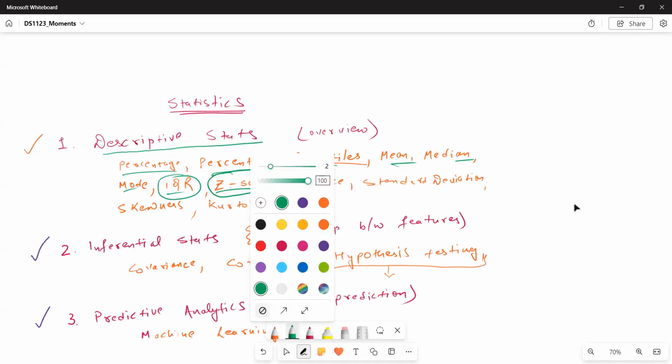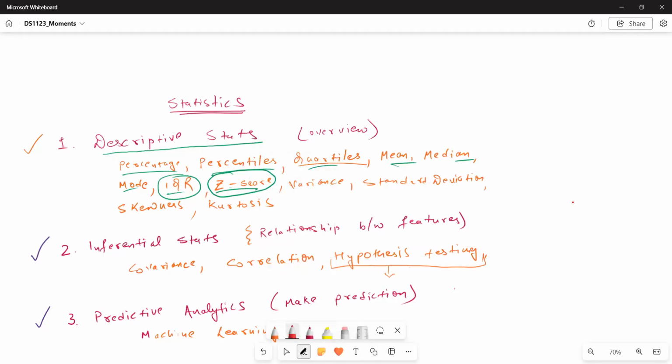And these four moments also fall into the category of descriptive statistics, where mean is your first moment, variance is your second moment, skewness is your third moment, and kurtosis is the fourth moment, right? So these are the four moments we are going to discuss in today's session. You have to understand what exactly these terms are and what they represent from the data, right?